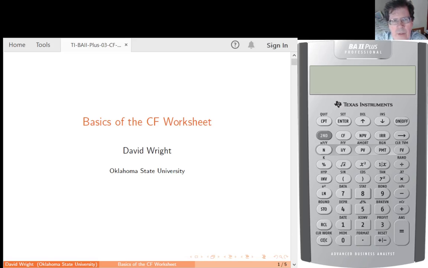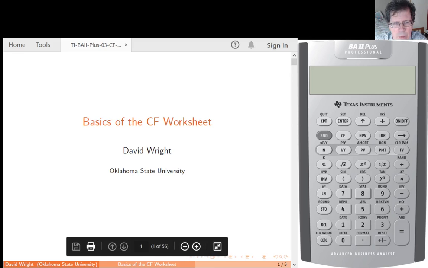Okay, hello again. This is the next video on the basics of the cash flow or CF worksheet on the TI BA2 Plus calculator. And the CF is also an extremely important part of the calculator, probably about equal in importance to the TVM. It works a little bit differently. It works with just one button that allows you to enter the worksheet in which you can enter various numbers to describe a cash flow. So here's how it works.